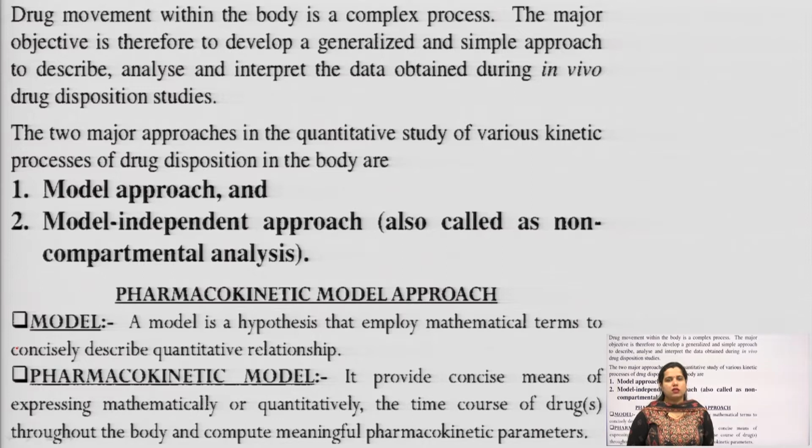So, there is a need to develop a particular model type or a system to identify how the drug is depositing in the body tissues, or how it is getting distributed among the body tissues, right. The two major approaches in the quantitative studies of various kinetic processes of drug disposition in the body are the model approach and the model independent approach. We can say model dependent approach and model independent approach, also called non-compartmental analysis.